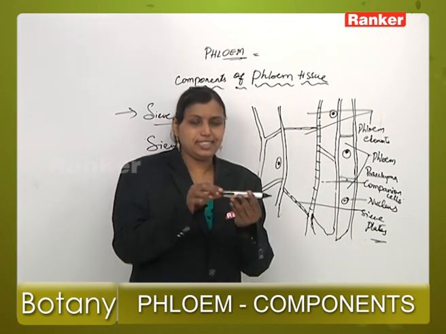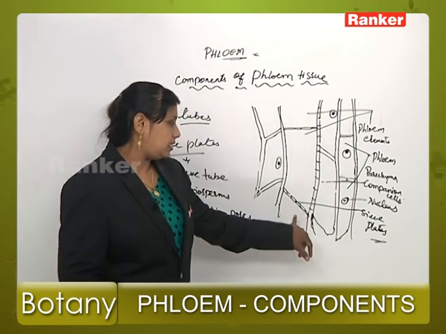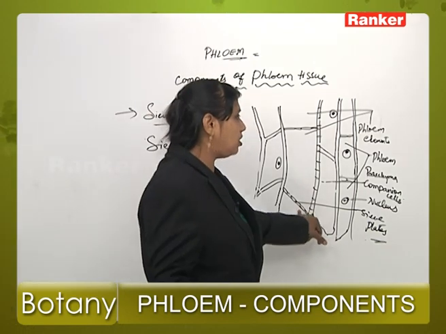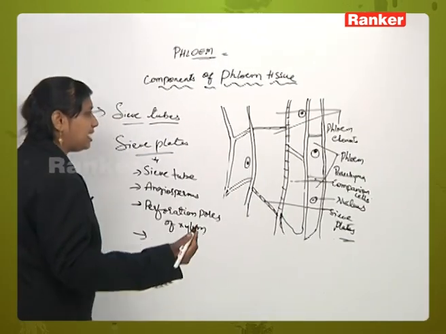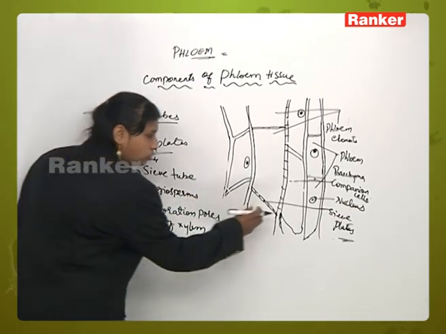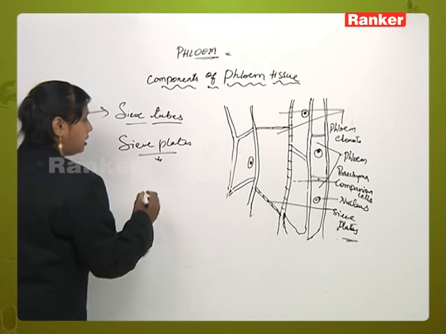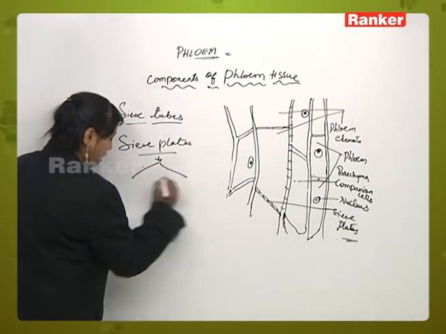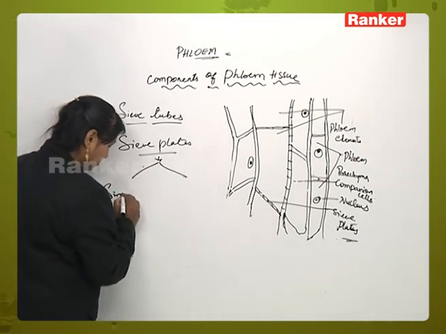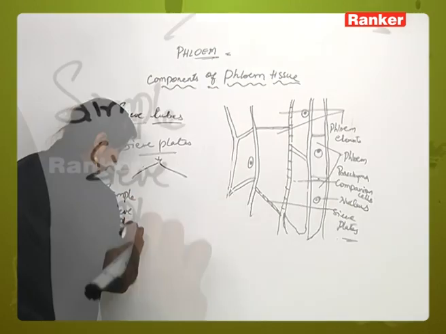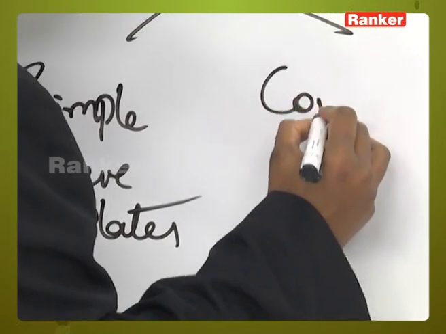So, basically it is like a bridge-like pattern, and in appearance they are in the form of plates. Then these are called sieve plates. The connecting strands between the two sieve areas are called sieve plates. These sieve plates are of two types. Those are simple, and another one is compound sieve plate.